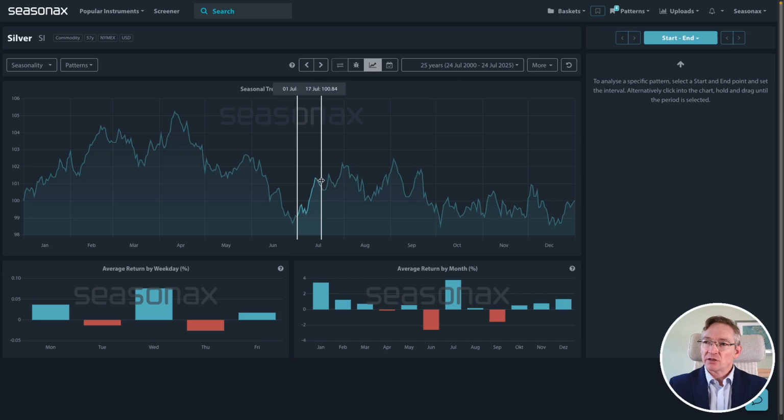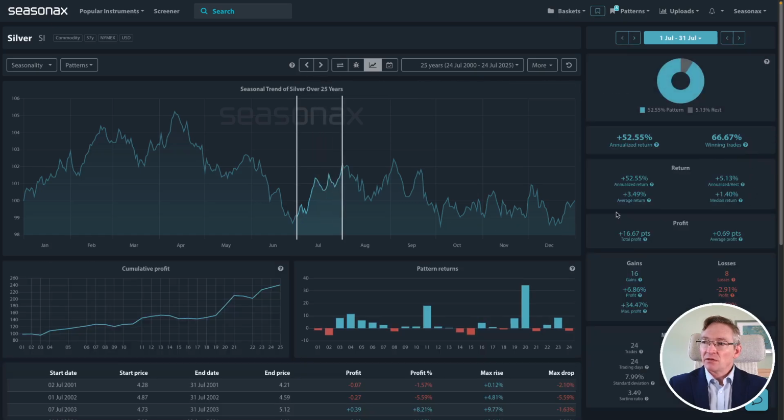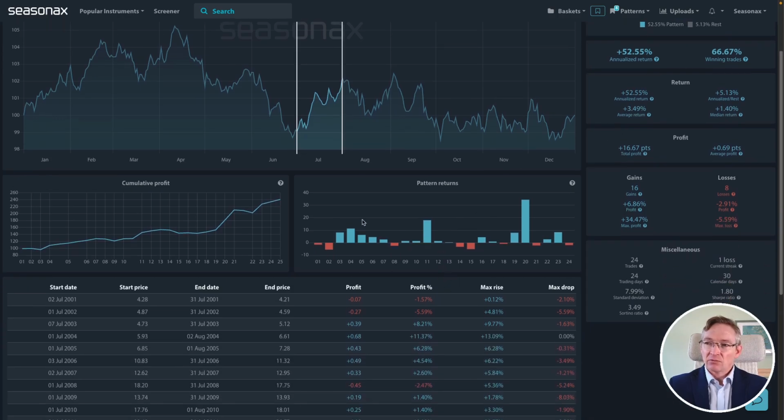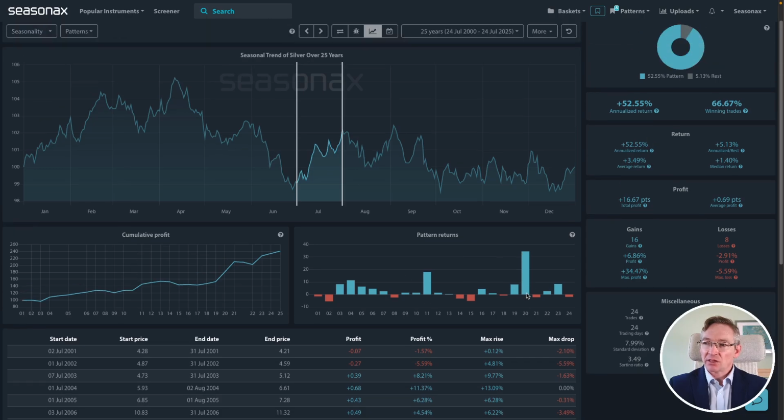If you just took July as a whole, 66%, 3.49% average return. Strong bias to the upside. The tail really skews to the upside. Look here at that 2020 region, a 30+% gain in silver during that period.